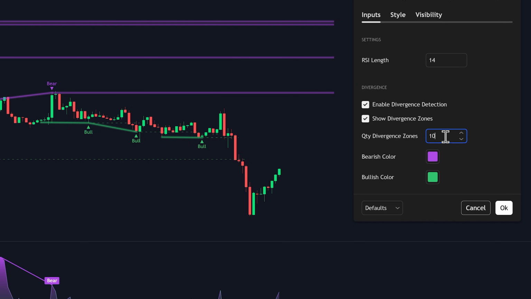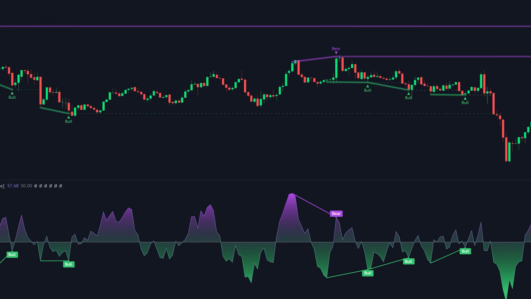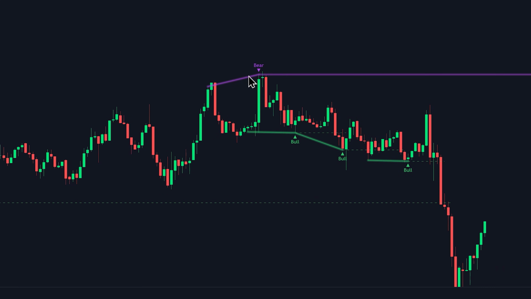Now let's get into how to trade with this in a way that actually makes sense on BTCUSD 1 hour without turning it into guesswork. The first mindset shift is this: you are not trading the divergence label by itself. You're trading the zone it creates because the zone gives you a level. A level lets you define entry, stop, and target.